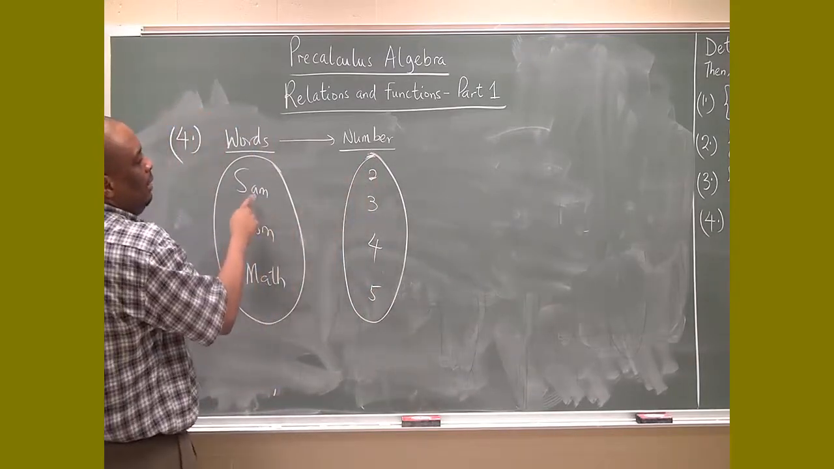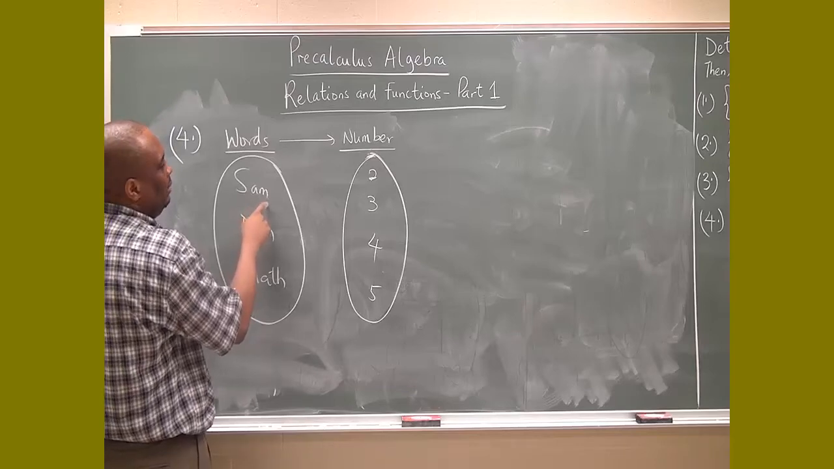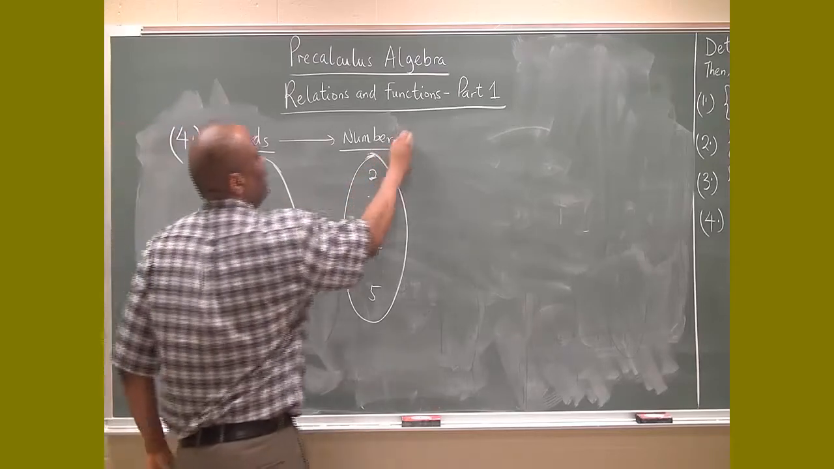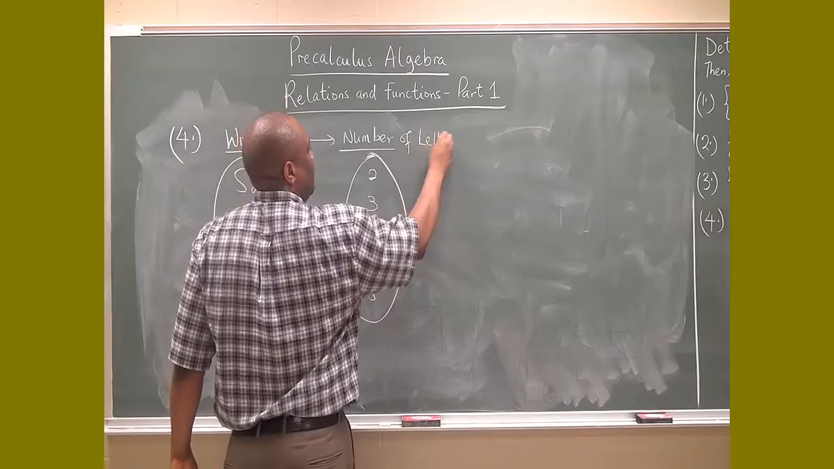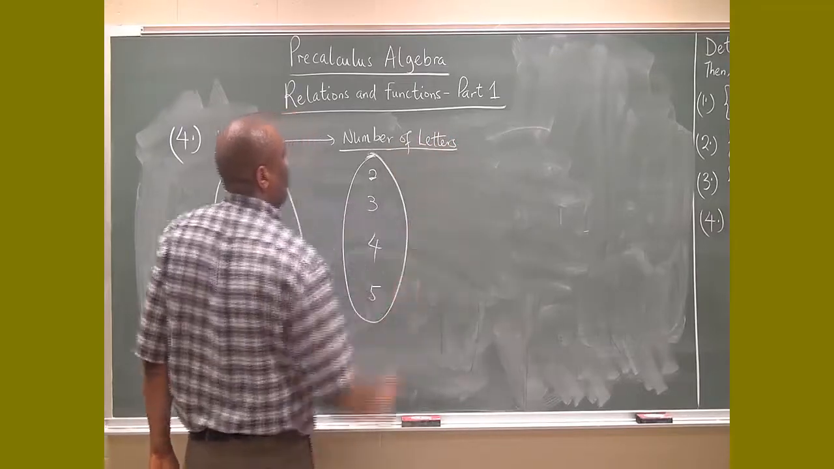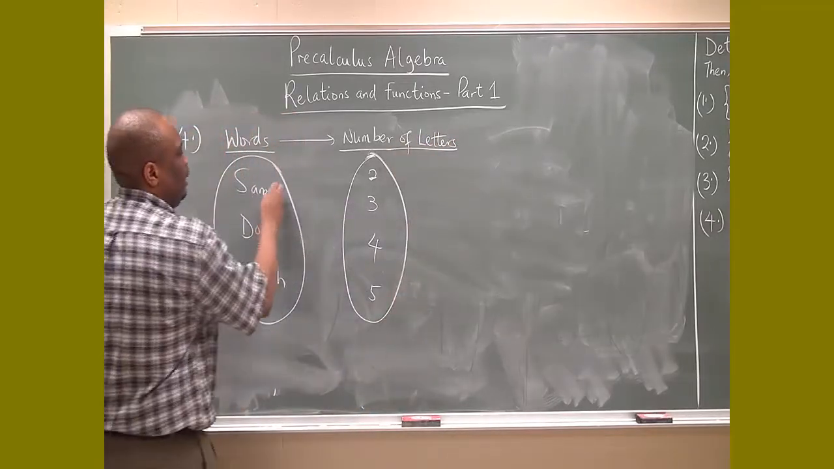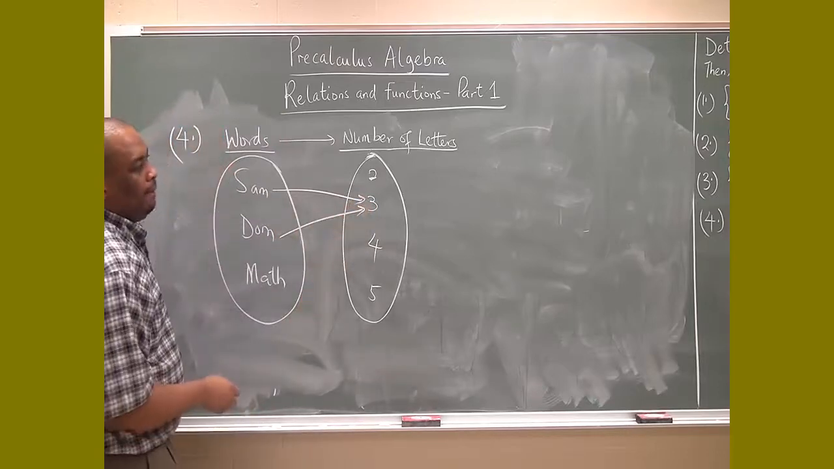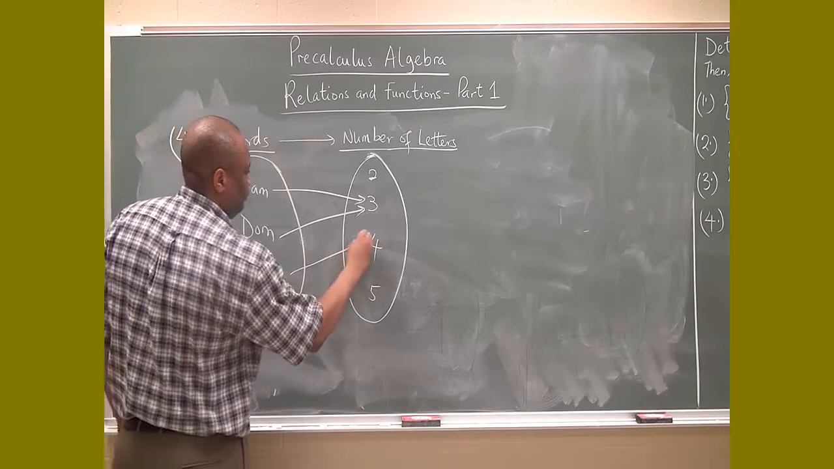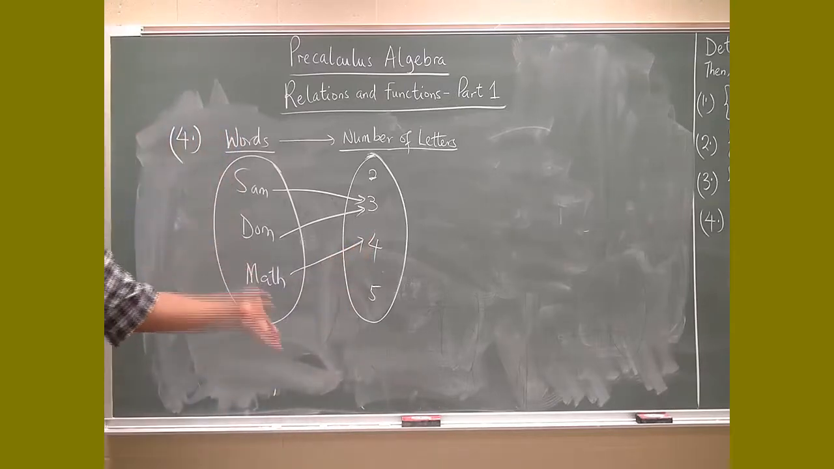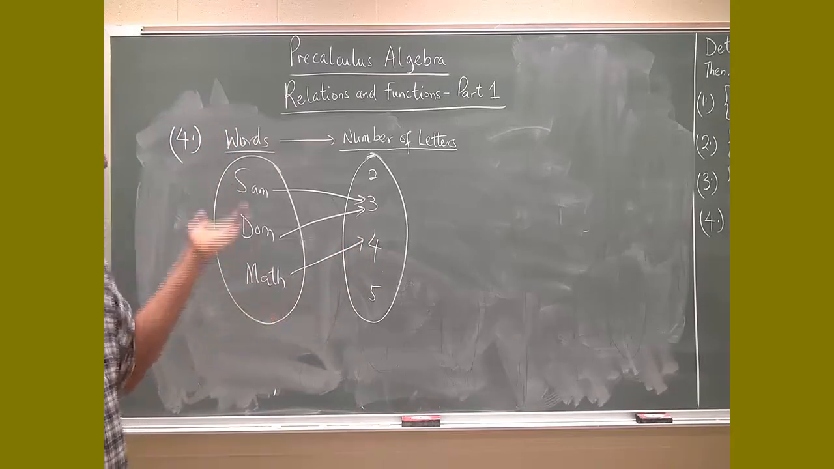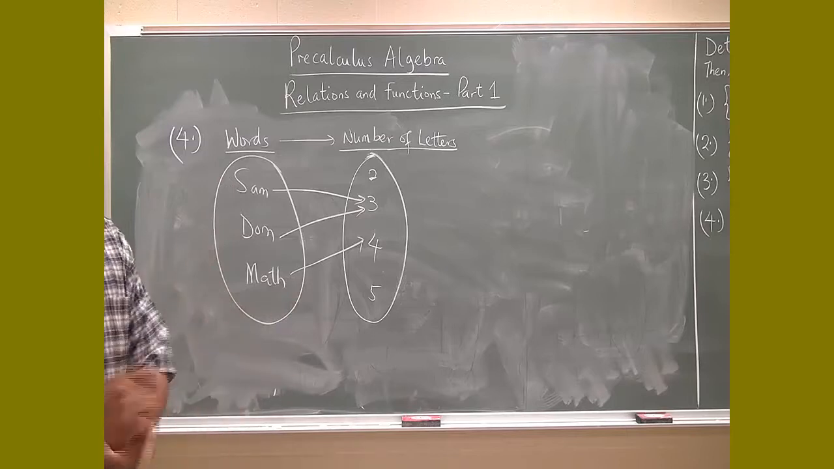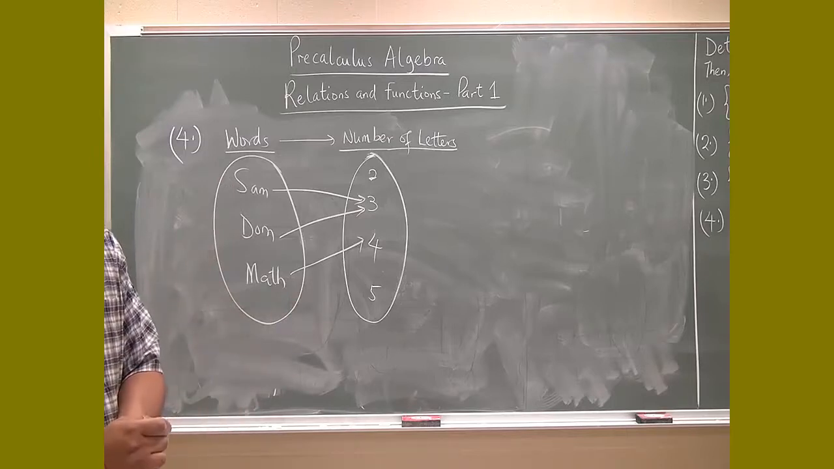How many letters here? Put this as number of letters. Okay? So Sam has 3, Dom has 3, right? Mark has 4. And then you ask yourself, is this a relation? Is it a function? You ask yourself that.